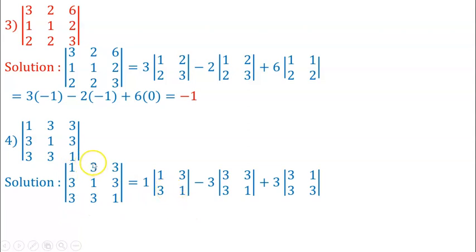Next, minus 3, eliminate elements in the first row and the second column. You will get here 3, 3, 3, 1. Okay. And the last, eliminate the elements in the first row and third column. You will get here 3, 1, 3, 3.